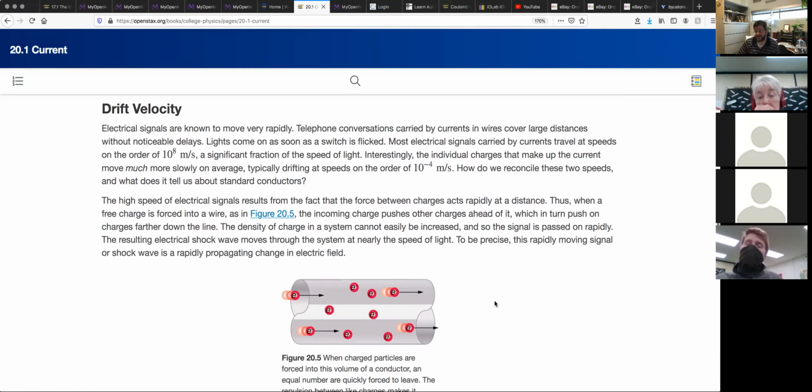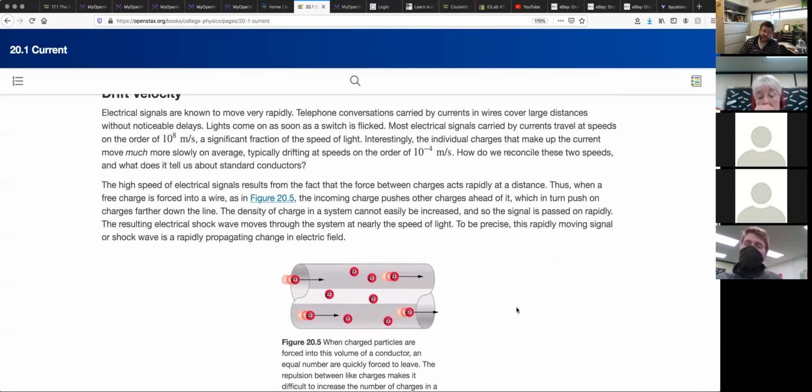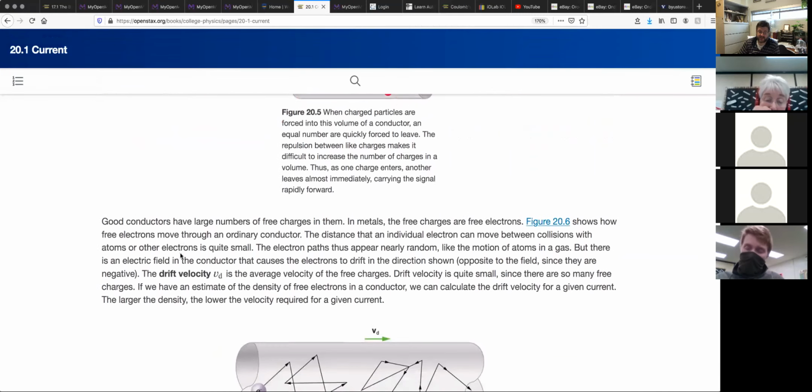And because of this domino effect that comes from the fact that they don't move just from point A to point B. That's just not how electrons do it. There's too many other electrons in their way. But it turns out to be a good thing because it allows it to move much faster in this chain reaction kind of movement.